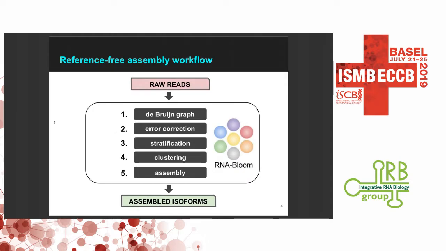Our method is implemented in a program called RNA-Bloom. Our method consists of 5 stages, and it assembles isoforms from raw nanopore reads. So I'll briefly go over each of these 5 stages.